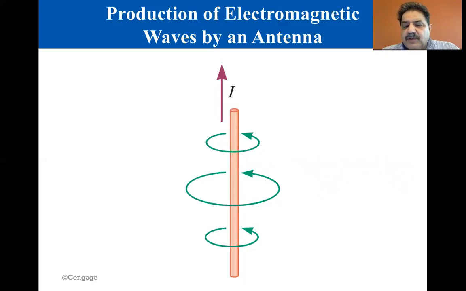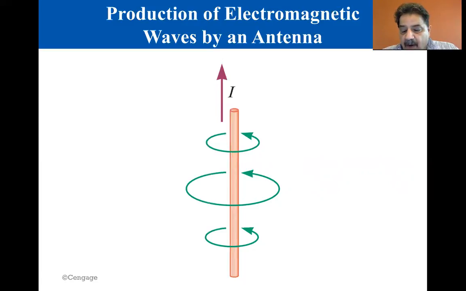As the current changes with time, the magnetic field lines spread out from the antenna. Far from the antenna, the strengths of the electric and magnetic fields become very weak. Note that, number 1, a changing magnetic field produces an electric field, and number 2, a changing electric field produces a magnetic field, as predicted by Maxwell.